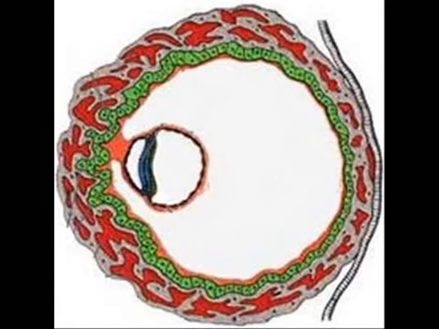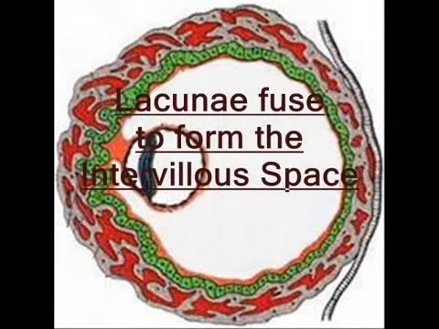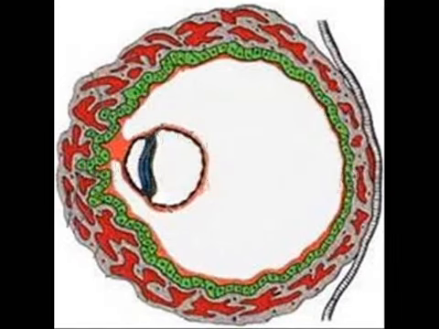The blood from the mother's artery will flow into the lacunae. The lacunae will fuse to form the inner villus space. The maternal blood is forcing its way through what is called the primitive placenta.